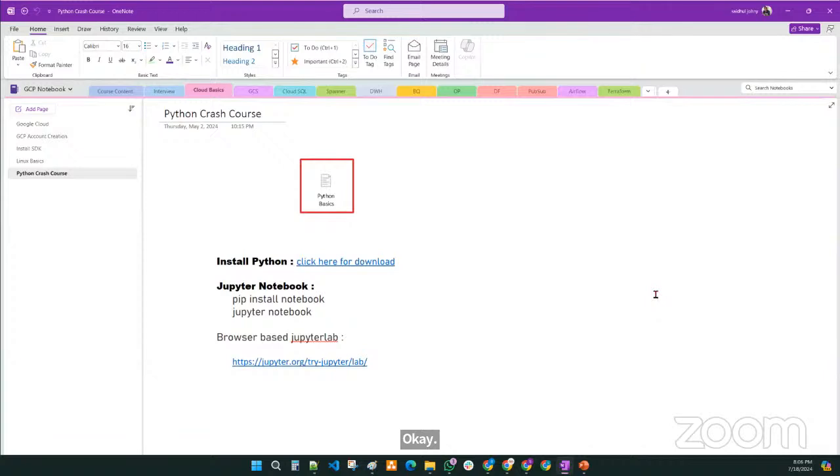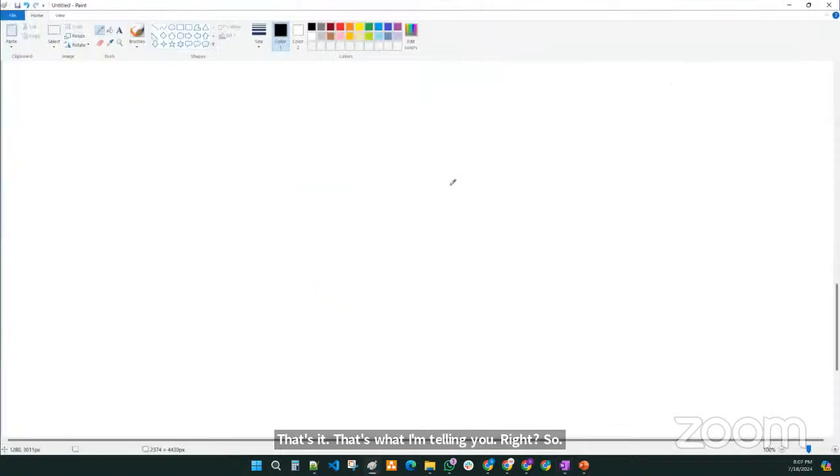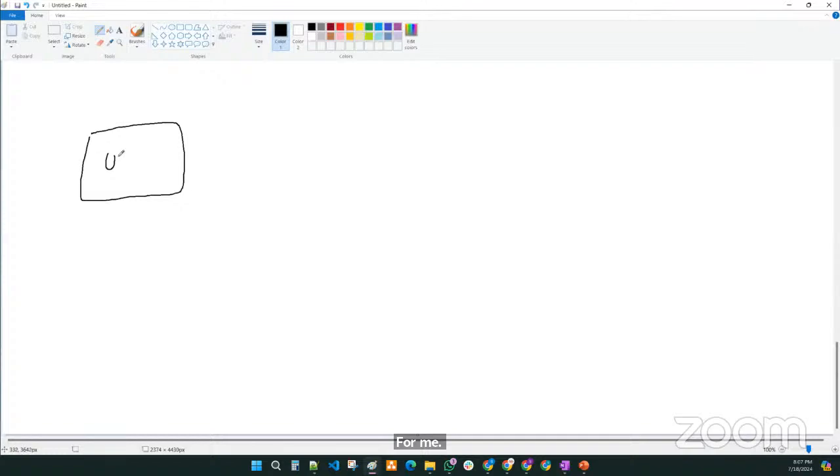Sir, I have asked about the cost. How does it affect the cost based on the location? You gave the example of the Apple iPhone, but I am not convinced about that. How do an Apple phone and a VM, a resource I'm provisioning in the cloud, compare? That's what I'm telling you. For me, my main area is North America, the USA, and my head office is there in the USA.